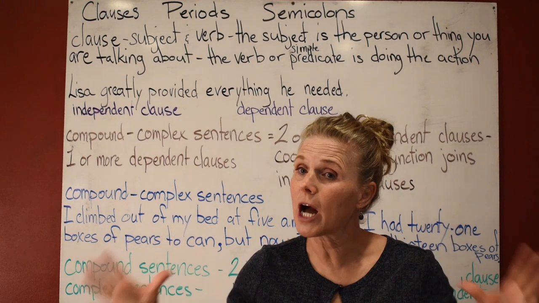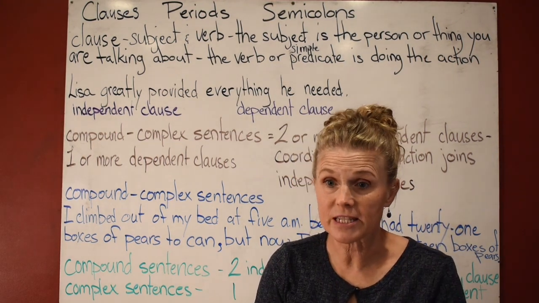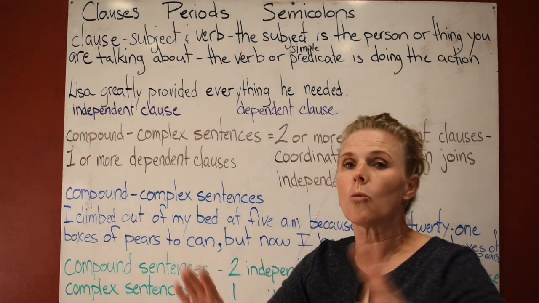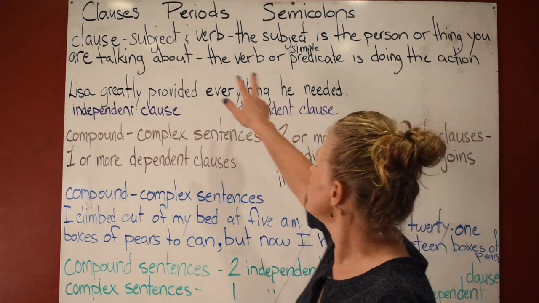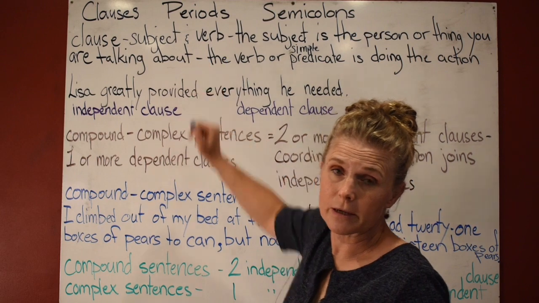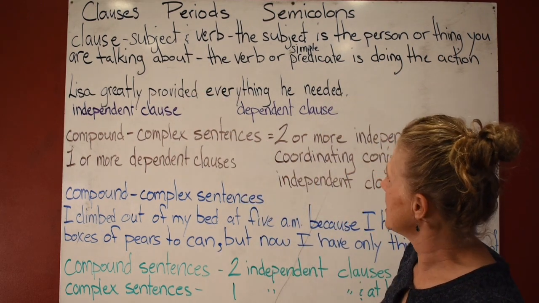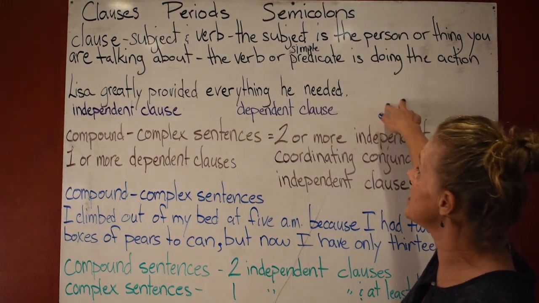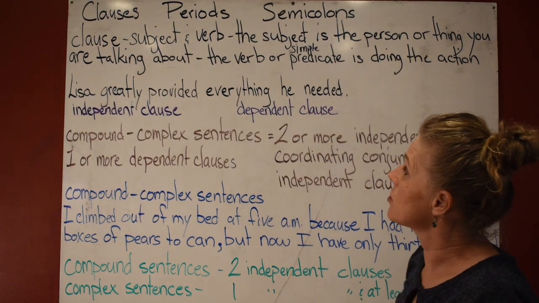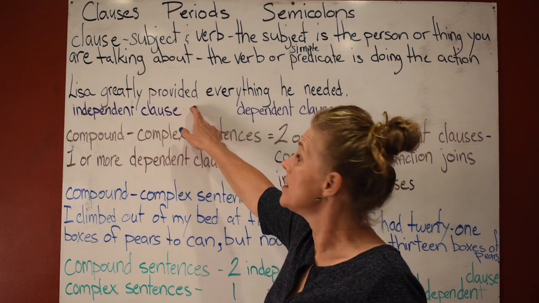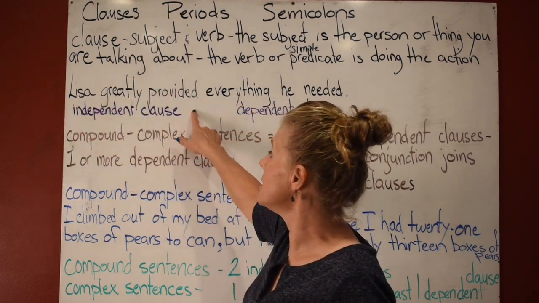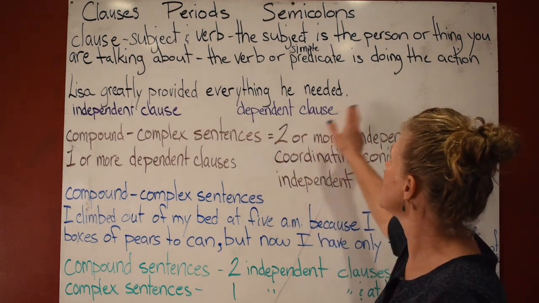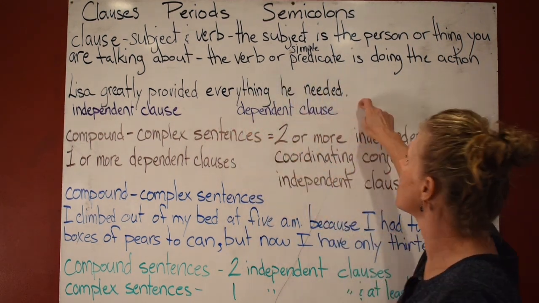Now you're going to have different kinds of clauses. If it's an adverbial clause, a dependent clause, an independent clause, whatever it is, it needs a subject and a verb. Okay, so let's look at this first sentence. Lisa greatly provided everything he needed. Okay, so Lisa greatly provided is an independent clause. And everything he needed is the dependent clause.